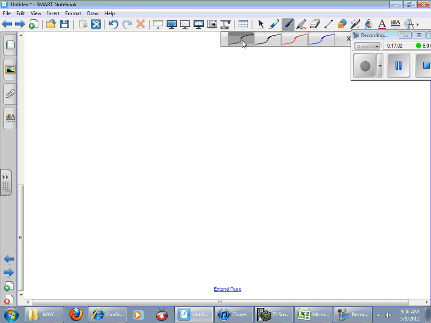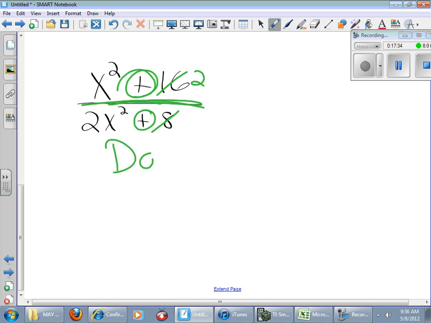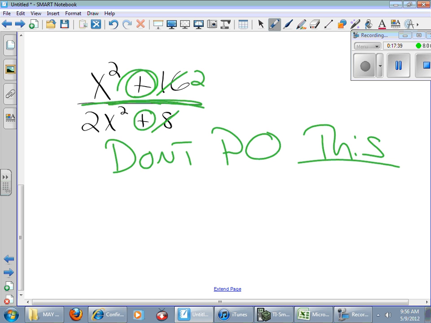Okay? Now I do want to warn you, do not do this. A lot of you want to do this. X squared plus 16 over 2x squared plus 8. Okay? You cannot do this. This is incorrect. I'll do it in green because it's incorrect. You cannot say that that is 2. This is division. This 16 is attached to the x by addition. Division does not undo addition. And the 8 is attached to the 2x squared by addition. You can't do that. Okay? You cannot do that. Don't do this. Don't do it.